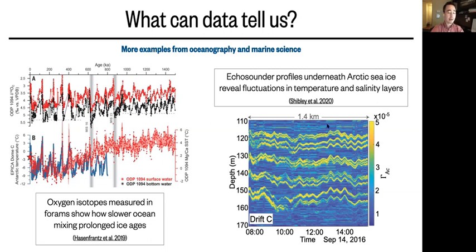So on the right, we have another paper, and it's actually by a graduate student in oceanography. What she did is use data from a ship-mounted device that sends pulses of sound into the water and listens for echoes as that sound reflects off things like fish. And it turns out that these sound pulses actually reflect off of temperature and salinity layers also. And that can tell you how heat and salt move around in the water column, in this case, in the Arctic Ocean. Those are both very important physical processes.